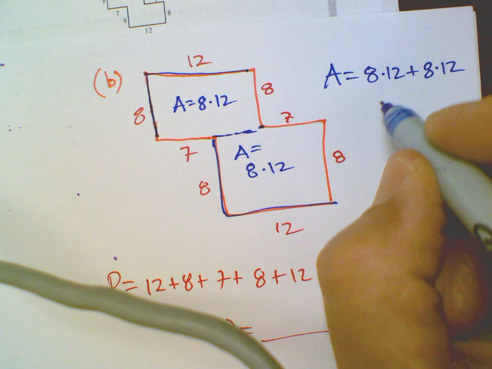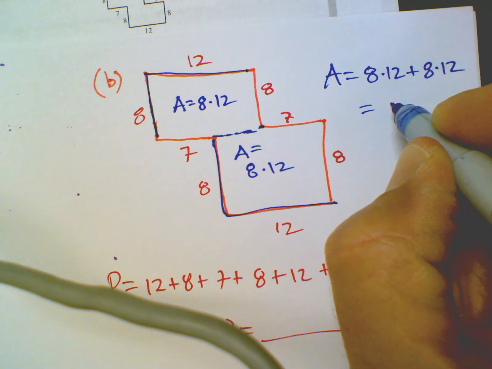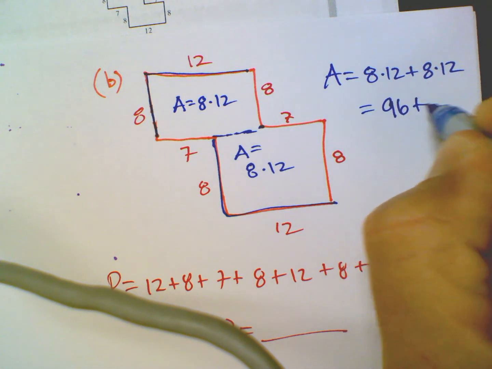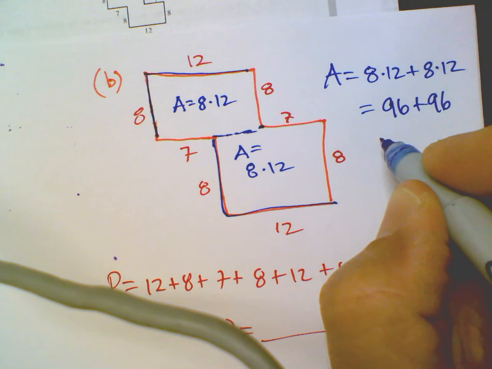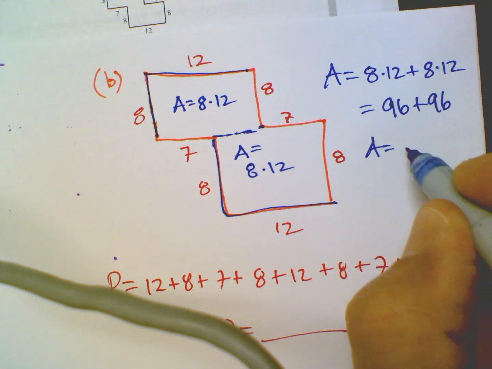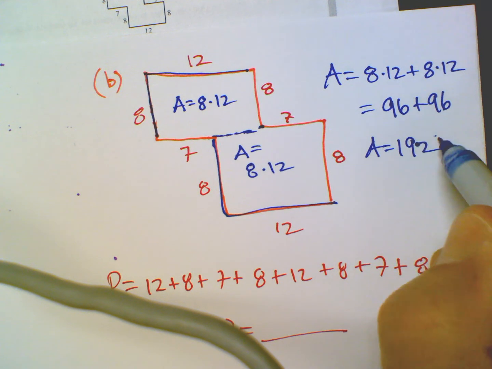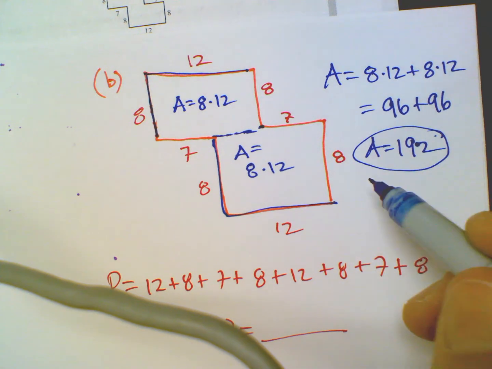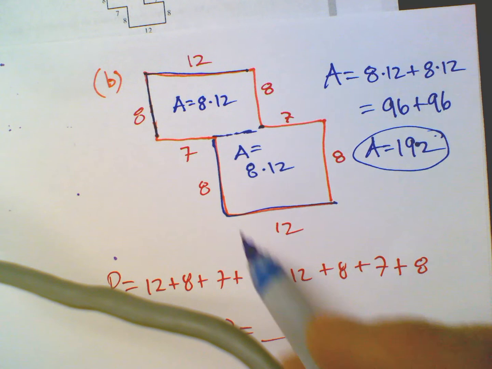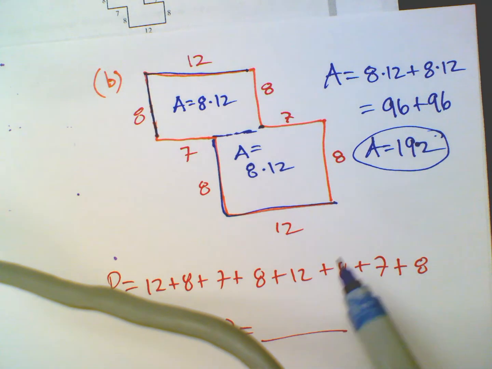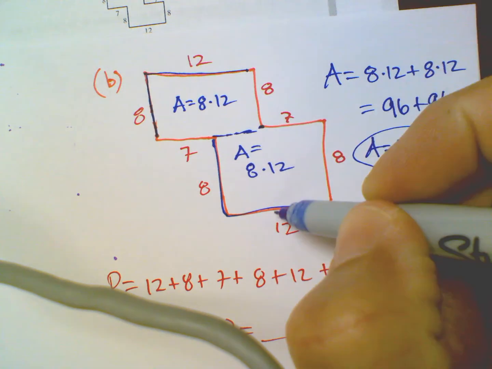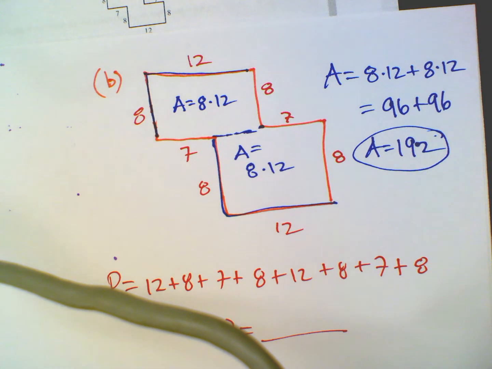So actually, I can do that. That's 96, right? So 96 plus 96. So my area in this case would be 192. So that is one way of looking at area for this problem. I think that might be the nicest way. So if you cut it here, you'd have to have a couple different rectangles. So, all right. Okay, I hope that helps.